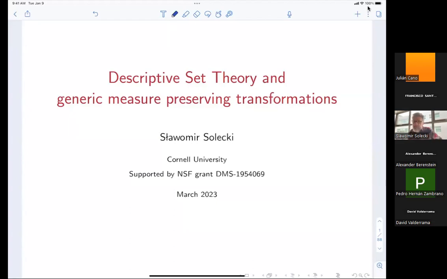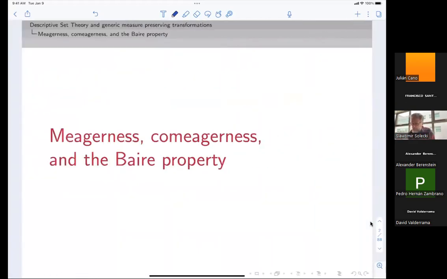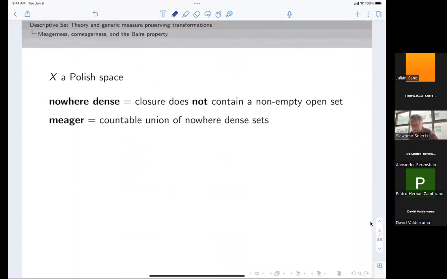The talk will be about interactions between descriptive set theory and ergodic theory. So I will start with a short review of basic notions of descriptive set theory. I apologize if everybody is familiar with them, but it will be a short introduction, so not much harm will be done. The important notion here is that of a Polish space. This is a separable complete metric space.